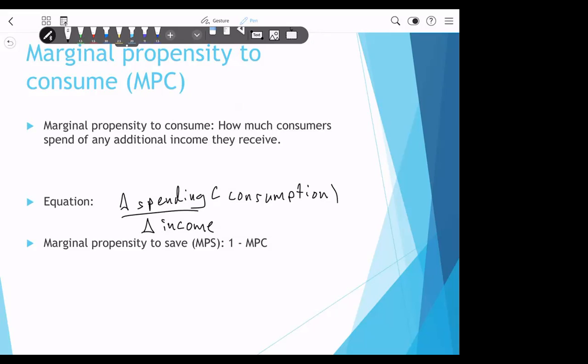But the intuitive example that I always use is, for every $100 that I get, how much of that money am I going to spend? And then how much of it am I going to save? The amount that I spend divided by the 100 is my marginal propensity to consume. Would that actually be a part of spending? No, actually, let me think here for a second.